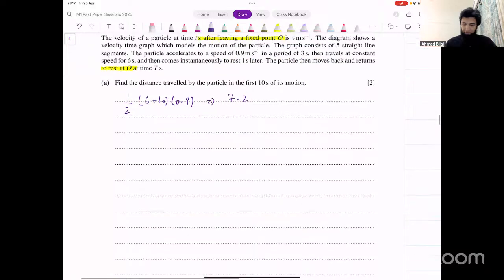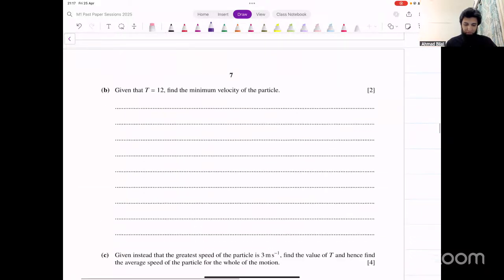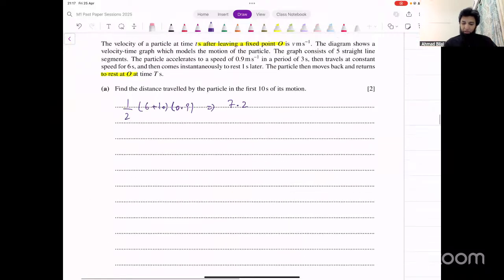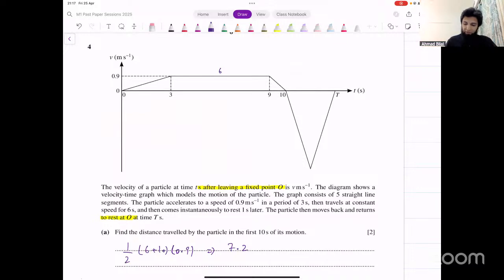They have given so much space for that. Okay. Given that capital T is equal to 12, find the minimum velocity of the particle. That's what they're saying. Find the minimum velocity. What minimum velocity?